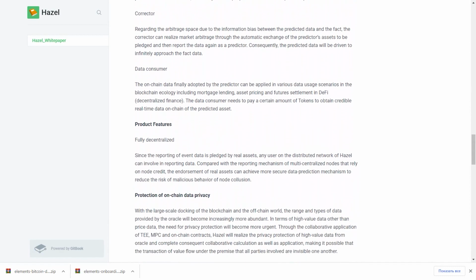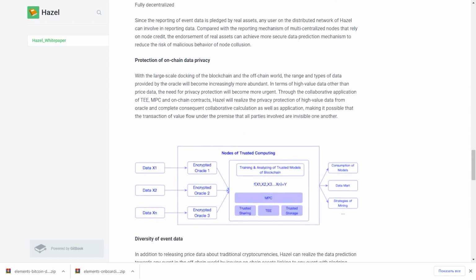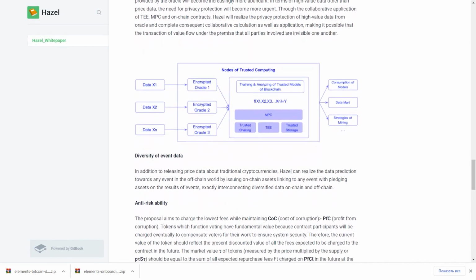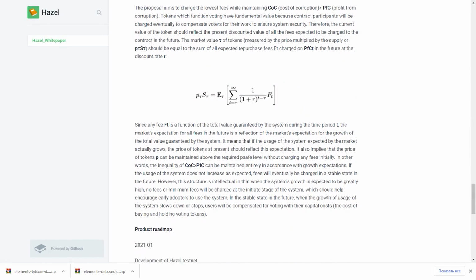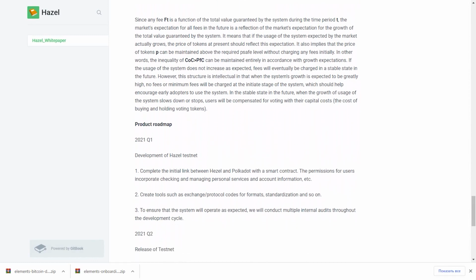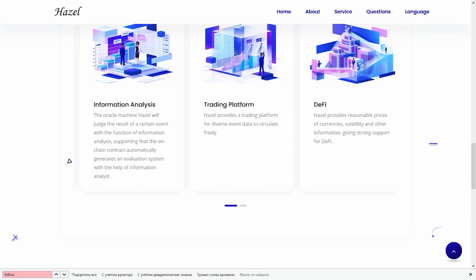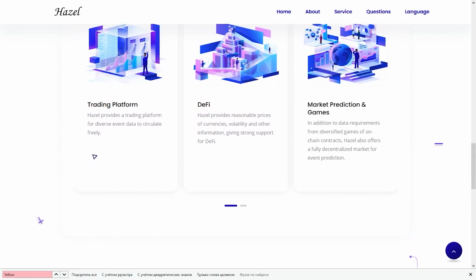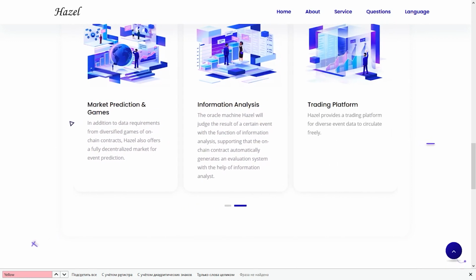Applications on the blockchain network operate on the basis of smart contracts. It is impossible to get direct access to reliable non-blockchain information. Hazel intends to establish a fact-based price composite for asset collateral. This price-to-fact ratio will serve as an important basis for launched smart contracts. The Hazel trading platform provides a trading platform for the free distribution of a variety of event data. So, the market prediction games, in addition to the data requirements for diversified games and chained contracts, Hazel also offers a fully decentralized market for event prediction.